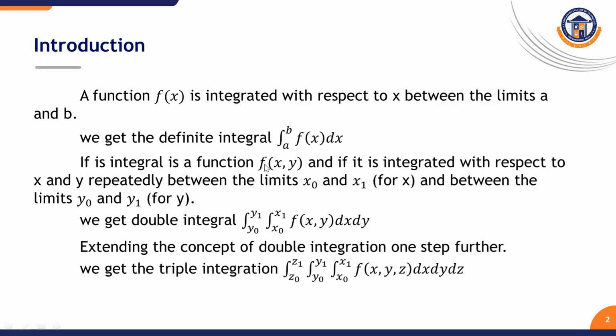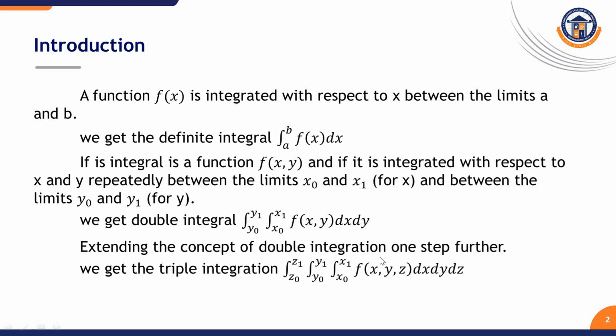If the integrand is a function f of x comma y and it is integrated with respect to x and y repeatedly, between the limits x0 and x1 for x and between the limits y0 and y1 for y, we get double integrals, integral y0 to y1, integral x0 to x1, f of x comma y dx dy. In this integration, we have to integrate two times. First integrating with respect to x, limit varies from x0 to x1, and then integrating with respect to y, limit varies from y0 to y1.